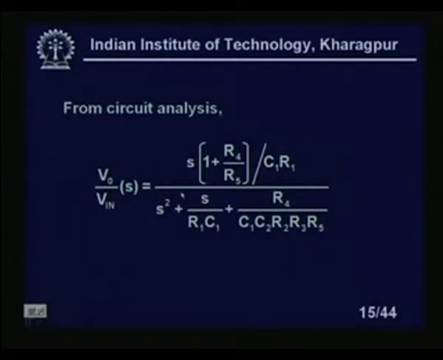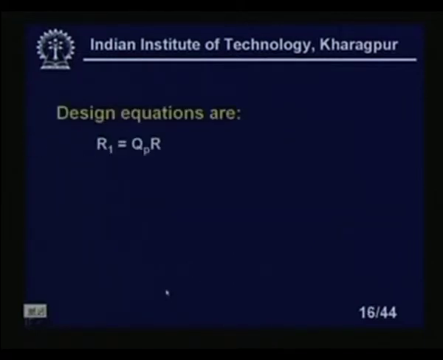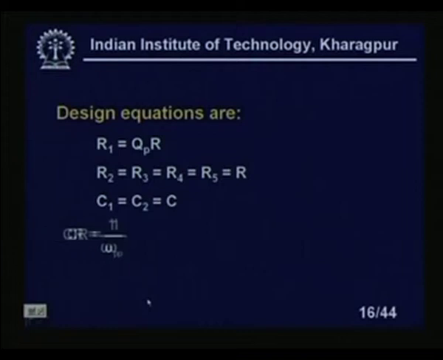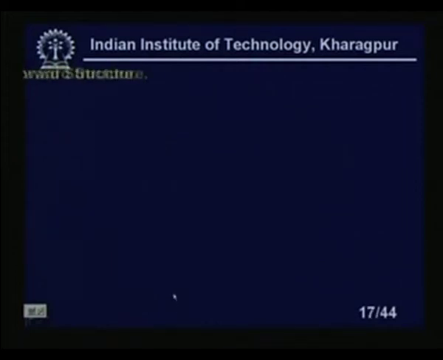Obviously you can see here there is a single zero at the origin and two complex conjugate poles. So Vo by Vin in S equals S times 1 plus R4 by R5 upon C1 R1, over S square plus S upon R1 C1 plus R4 upon C1 C2 R2 R3 R5. And the design equations look like this: R1 equal to Qp R, R2, R3, R4, R5 equal to R, C1 equal to C2 equal to C, and CR equal to 1 by omega p.